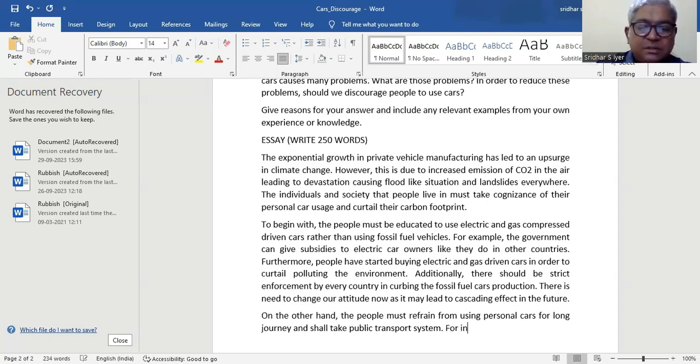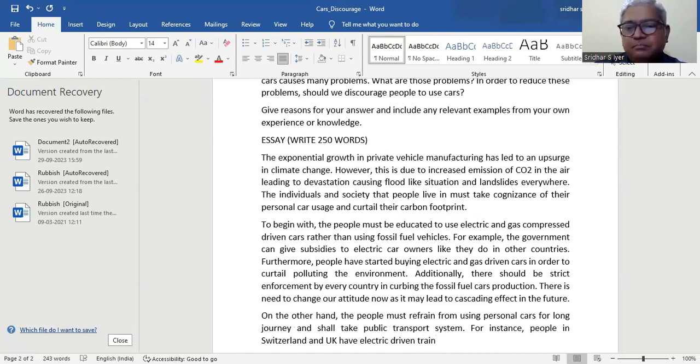For instance, people in Switzerland and UK have electric driven trains. We do have electric driven trains, but majority of it is changing now from how it used to be a steam engine, which used to use a lot of coal, and all that is changing.